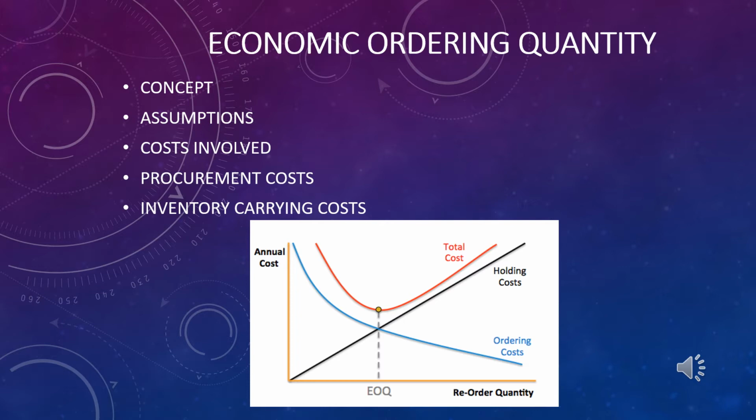So the point at which the total cost becomes minimum is the particular point where the holding cost and the ordering cost intersect with each other. If we draw a line back to the x-axis, we can find the point at which the EOQ can be obtained. So this is the graph of economic ordering quantity as well.